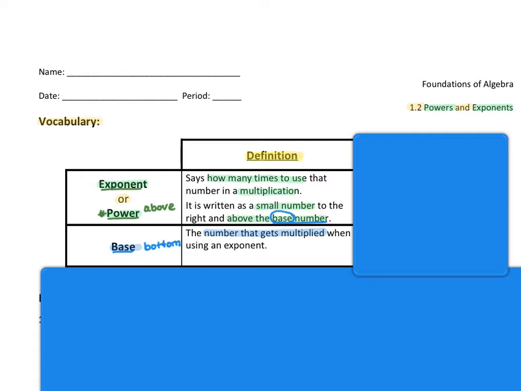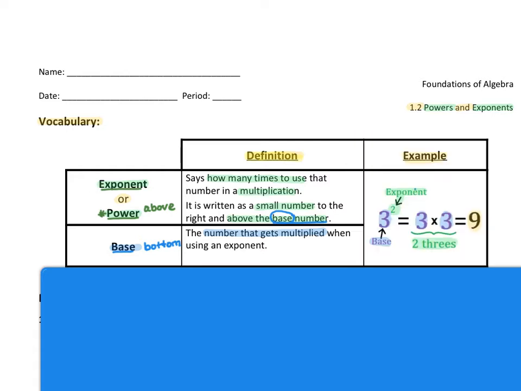Okay, so now let's look at the example. Okay, so looking at the example and using my real life example, we're looking for the superhero power, the one that's above. So you can see the power of this would be 2. And what does that 2 do to the problem? It tells you how many times to multiply the base. The base is what sits at the bottom.